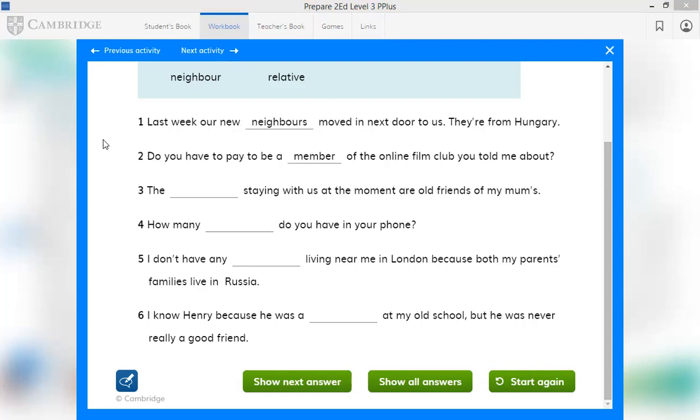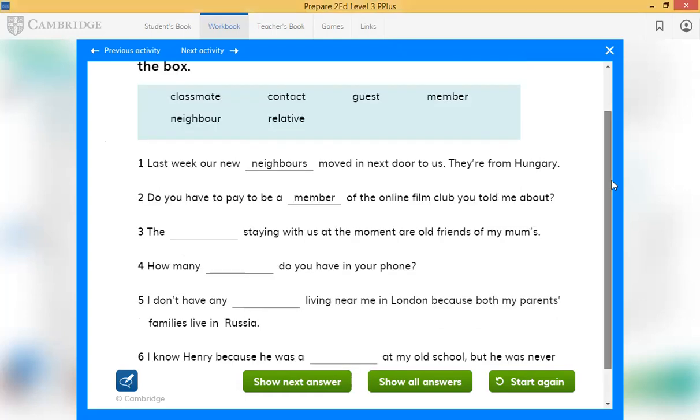The blank staying with us at the moment are all friends of my mom's. Or for example, number four: How many blank do you have in your phone? Profe, yes. Contacts. In number four?